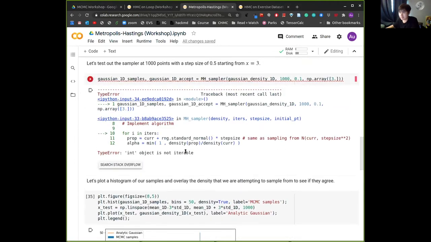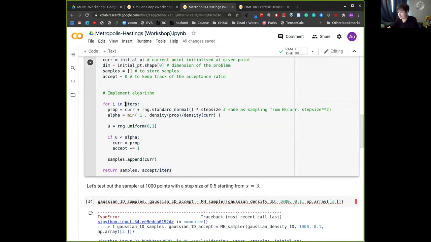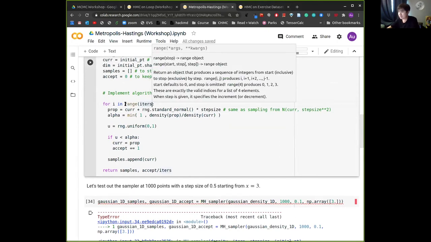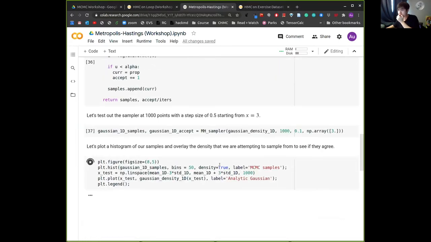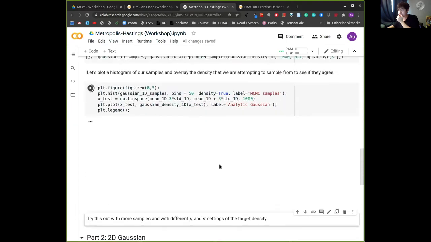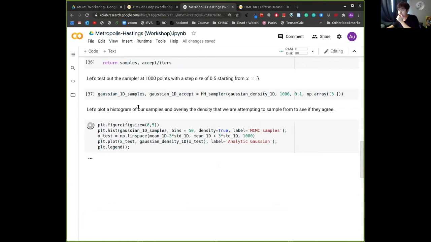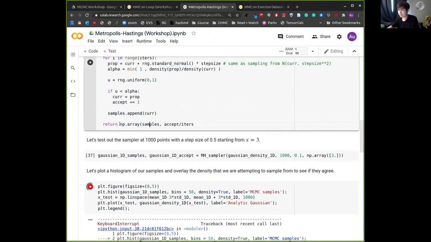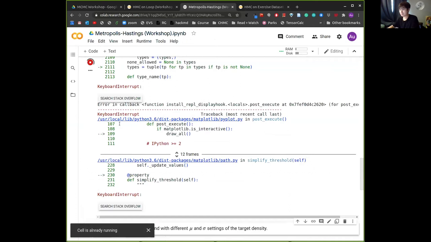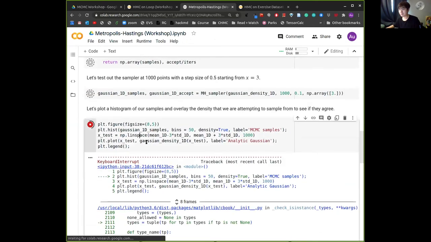Oh, wait, hold up. Int object is not iterable. Wow, man, what is happening, guys? Okay, hopefully this works now. Let's see. 1,000 samples. Why is it taking so long? Oh, it's taking a while. I think it's because of some formatting stuff. All right, let's see if this one runs now. Sorry, everyone, for the delay.